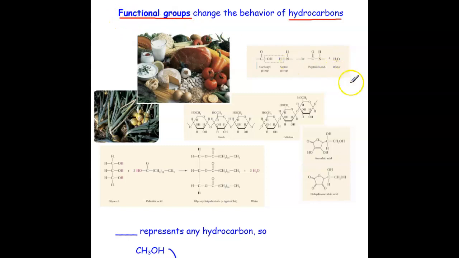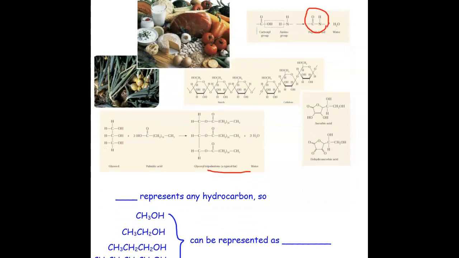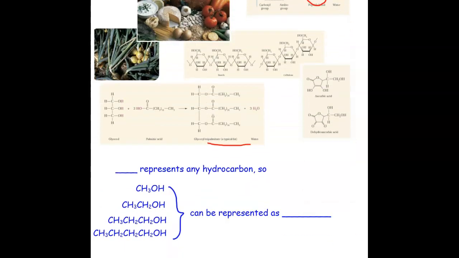By understanding these functional groups, we can predict the chemistry that will happen, as you can see with the formation of a peptide bond or the formation of a fat. As we focus on the functional groups, we will call the rest of the molecule R. So as you can see, all four of these molecules can be represented as ROH.